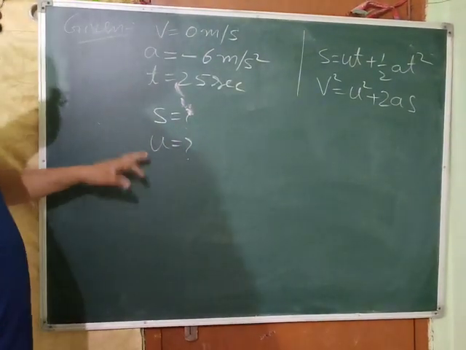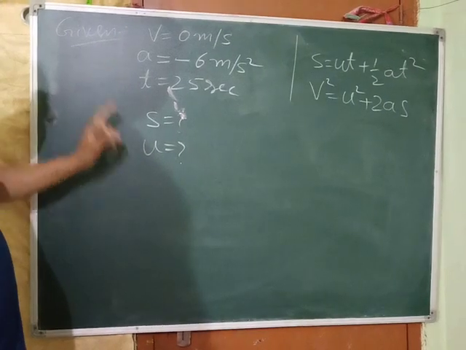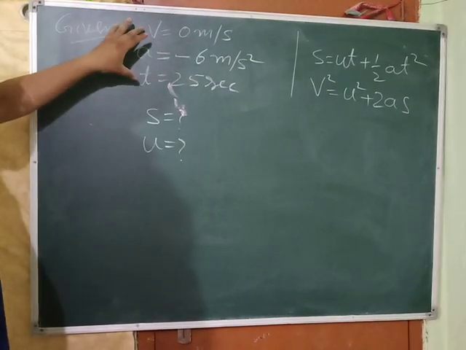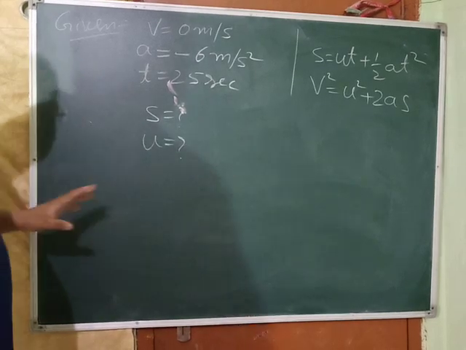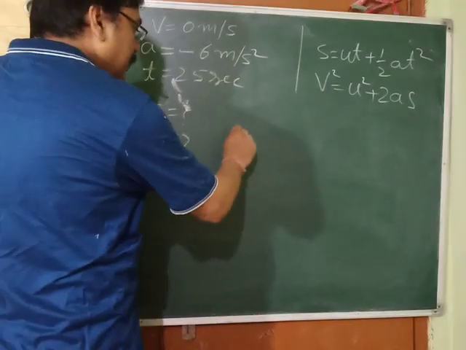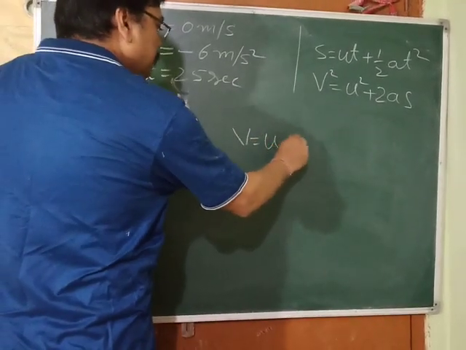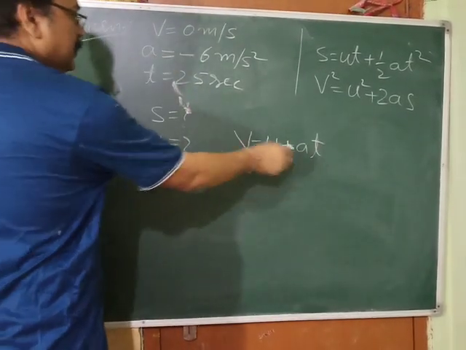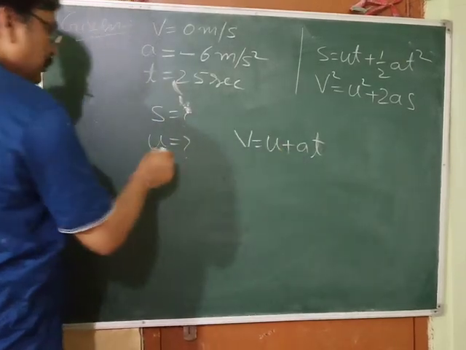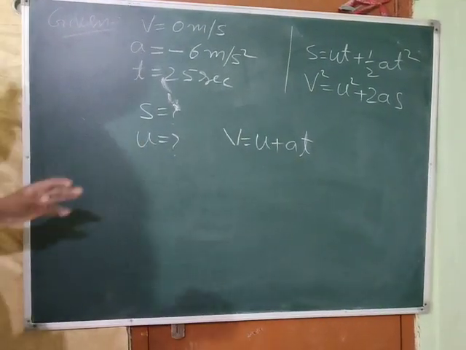We are having v, a and t. We have to find out u. So just tell me the equation which contains these three things and this. Only four things. So that equation is obviously v is equal to u plus at. See, v is there, a is there, t is there, and this u is also there. So we can find out u from here.